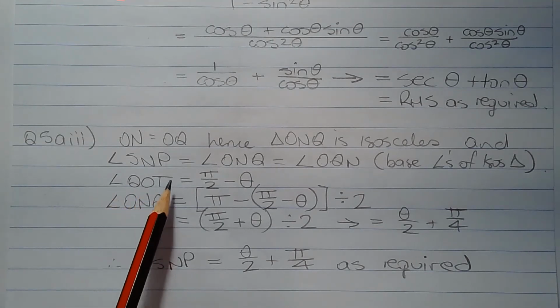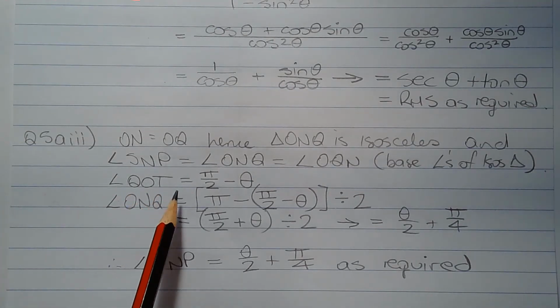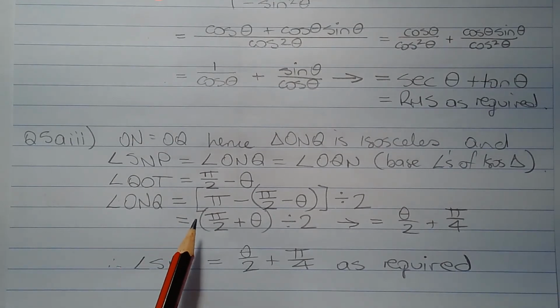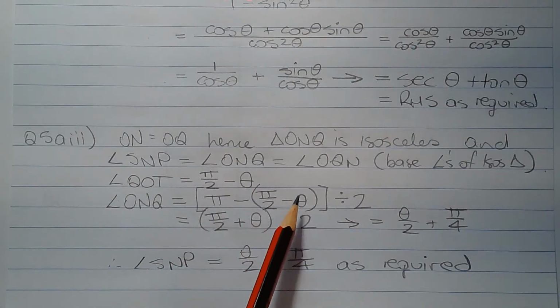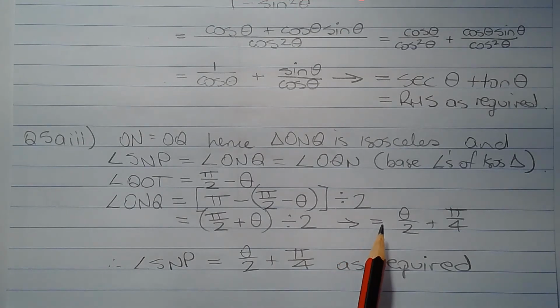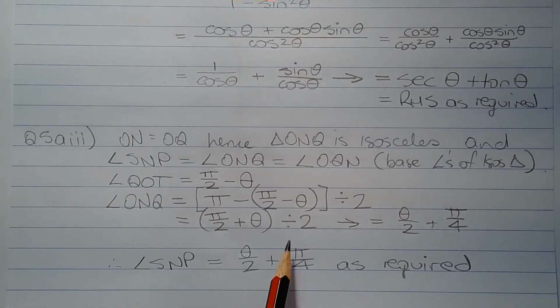Angle QOT, which is the apex of the isosceles triangle, is equal to pi over 2 minus theta. Hence, angle ONQ, which is one of the base angles of the isosceles triangle, is equal to pi minus (pi over 2 minus theta) in brackets, divided by 2, which equals pi over 2 plus theta, divided by 2, which equals theta over 2 plus pi over 4. Therefore, angle SNP is equal to theta over 2 plus pi over 4 as required.